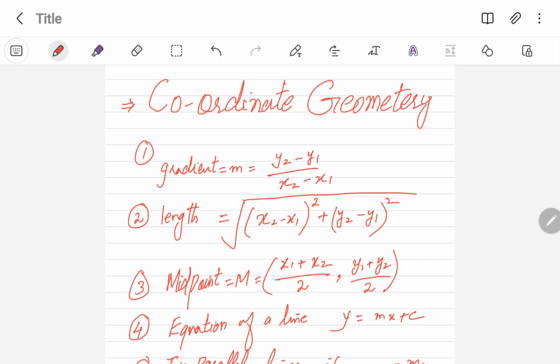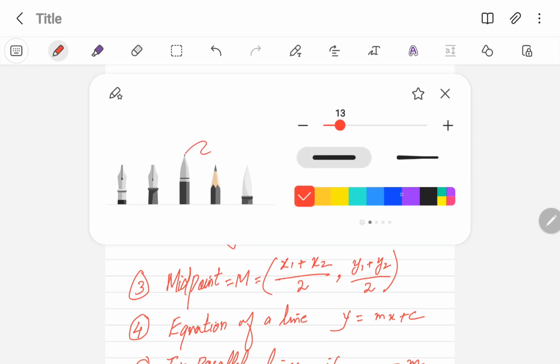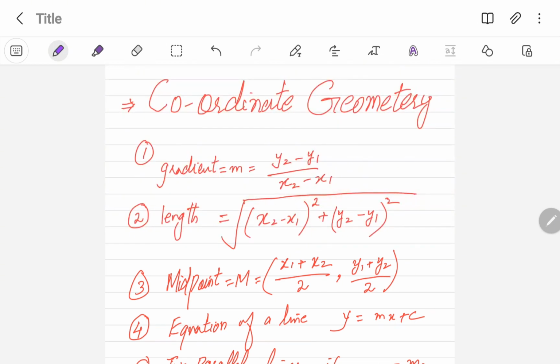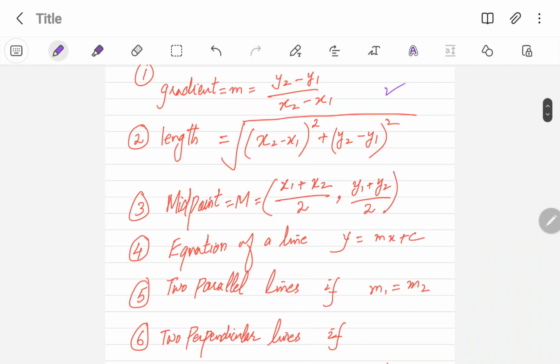Gradient of a line is equal to y2 minus y1 over x2 minus x1. It is the formula to find out the gradient of a line. Next, length of a line can be found out by the square root of x2 minus x1 whole square plus y2 minus y1 whole square. It is the formula to calculate the length of a line segment.